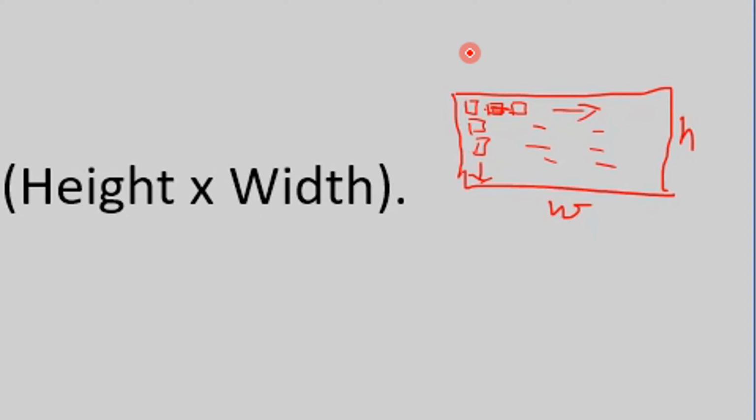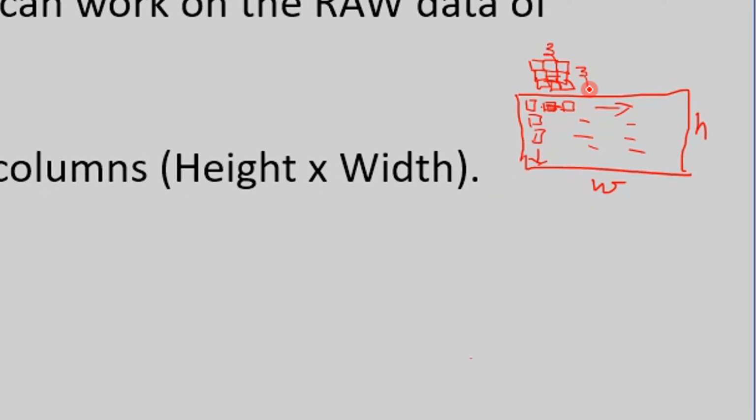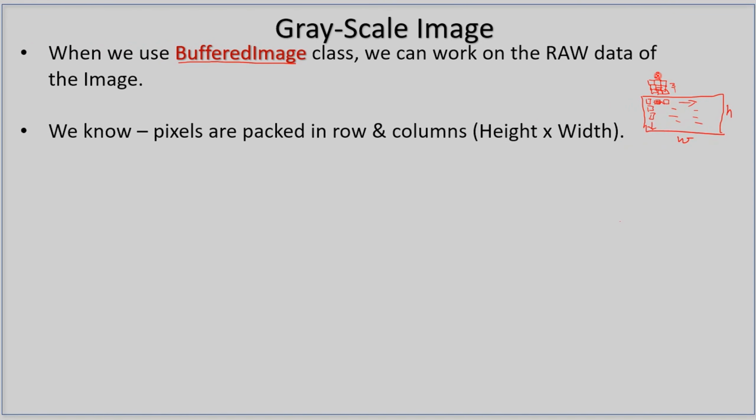That means we can say it will be like this. Here you are seeing a grid of 3 x 3 pixels. So this is 3 pixels width and 3 pixels height, and each pixel will hold some color information. That's what we are saying here: we know pixels are packed in rows and columns, or we can say height and width are decided by these rows and columns.